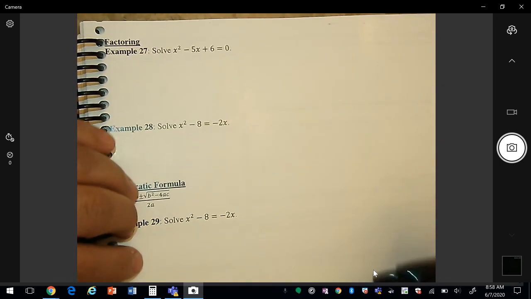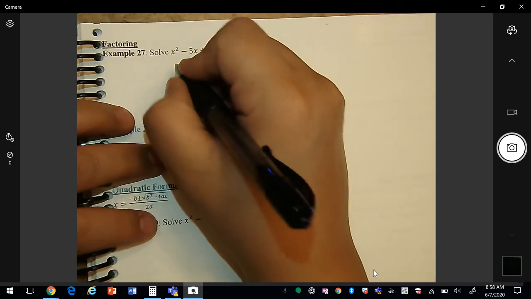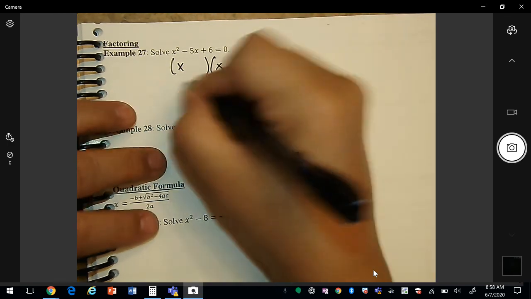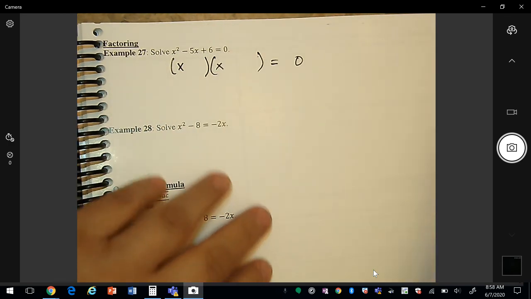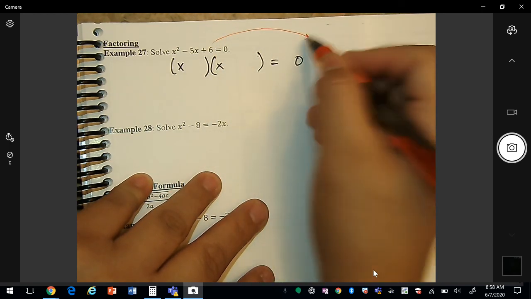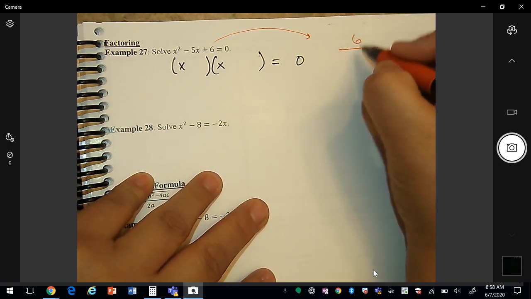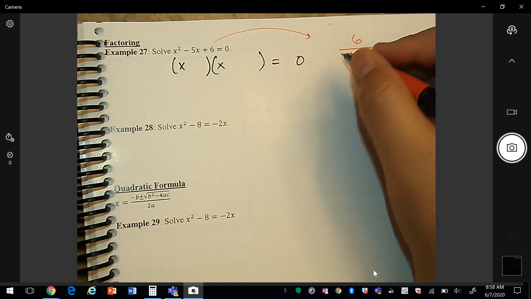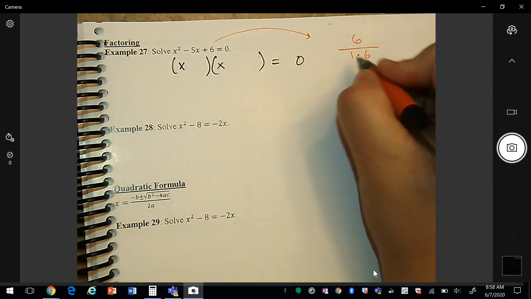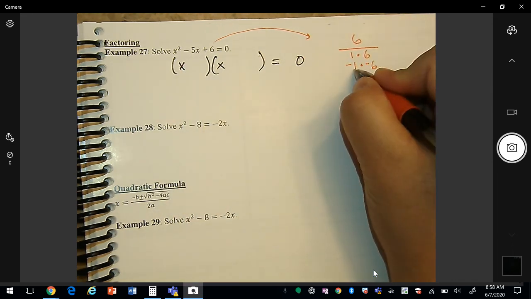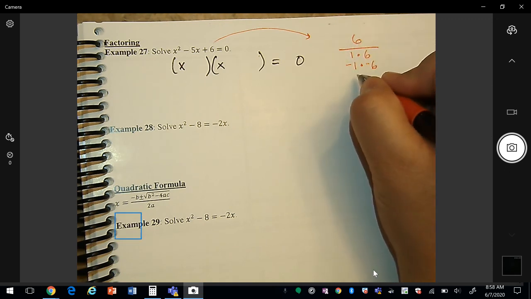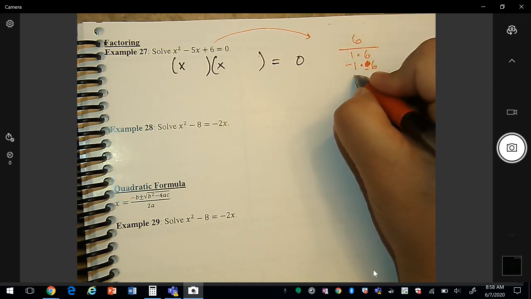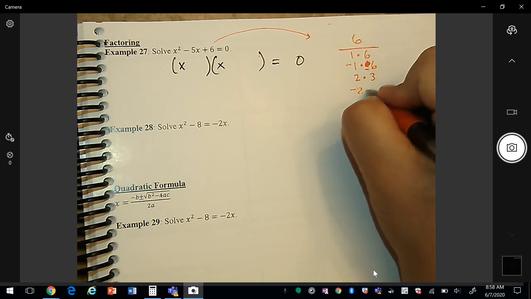Factoring can also be used. So last time we looked at factoring. And so to factor, we know we're going to need two parentheses. And that's going to be x times x, which is x squared. To get the two numbers, we can take this number here, 6, and get the factors. So we have 1 times 6. Since we have a negative involved, we also need to consider the negative factors. So negative 1 times negative 6 is still 6. And then we have 2 times 3 and negative 2 times negative 3.